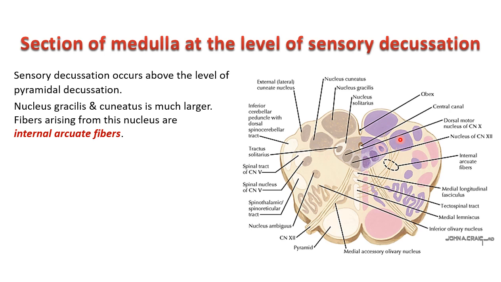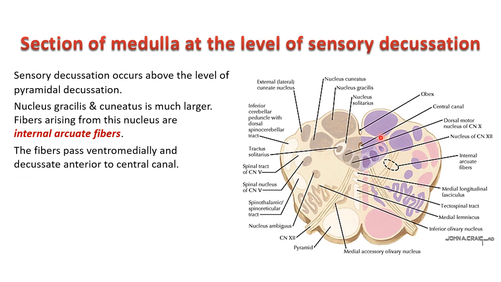They are now much enlarged and more prominent. You are able to see. Now the fibers from the nucleus gracilis and cuneatus pass around the central gray matter, and these fibers are actually called the internal arcuate fibers. You're able to see they are the internal arcuate fibers. So fibers arising from the nucleus gracilis and cuneatus are called the internal arcuate fibers.